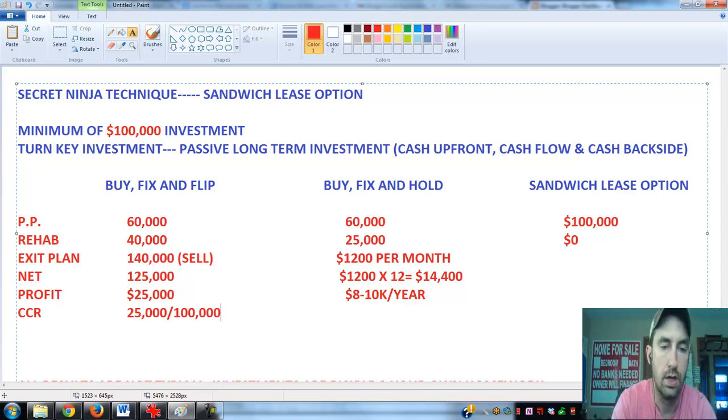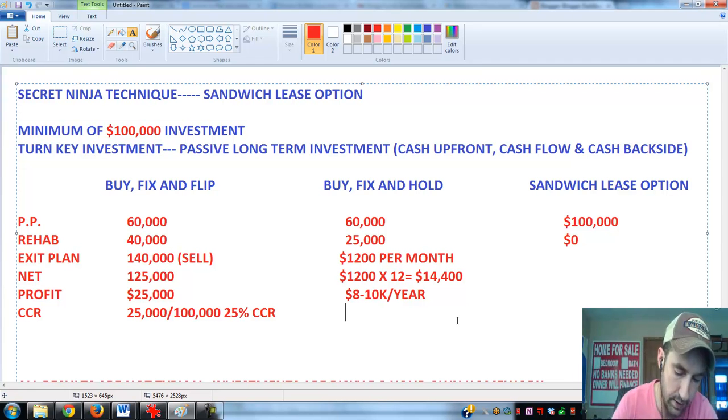investment. So when we put this into our calculator, we're going to put $25,000 in first, divided by $100,000, which is going to give you a 25% cash on cash return. Not bad, okay? In this situation right here, we are going to be doing a buy, fix, and hold, okay?